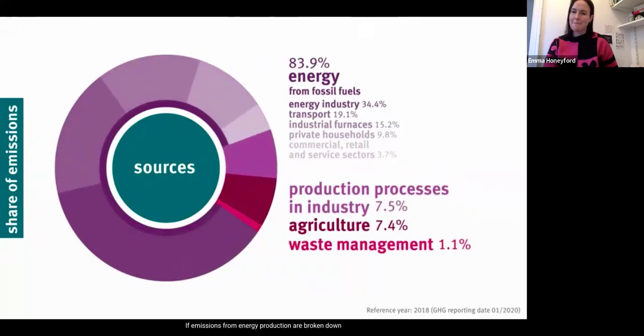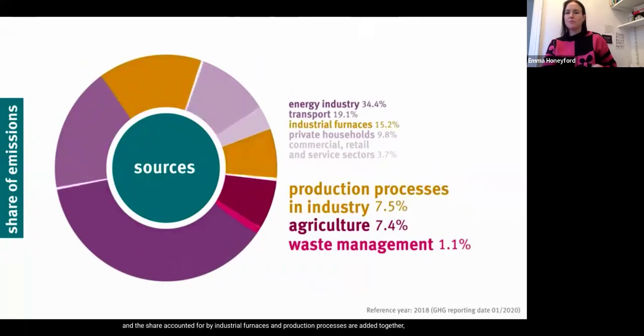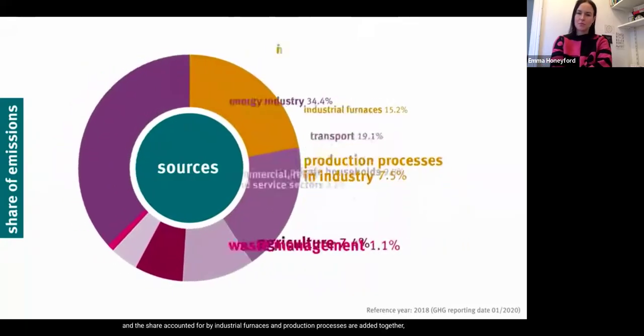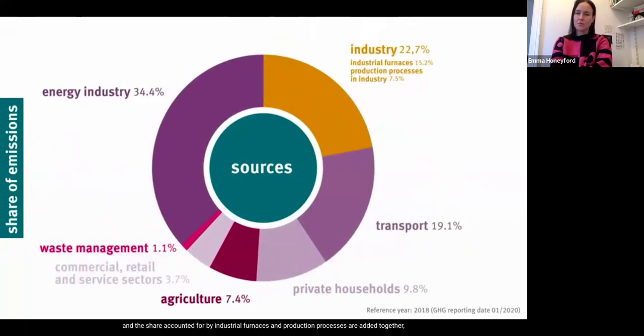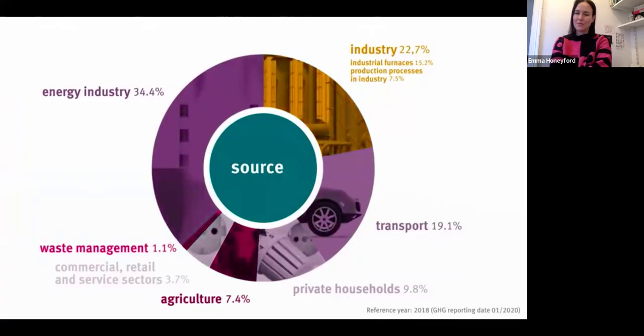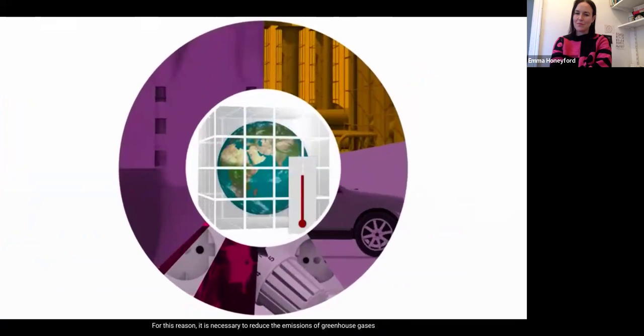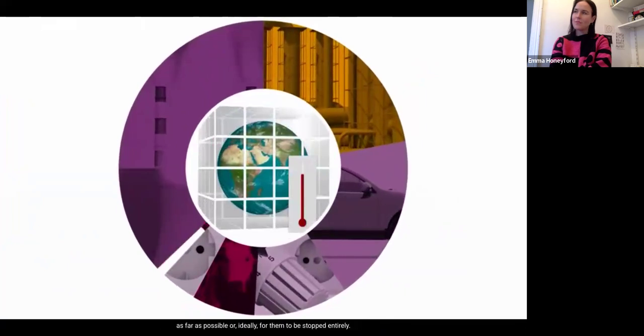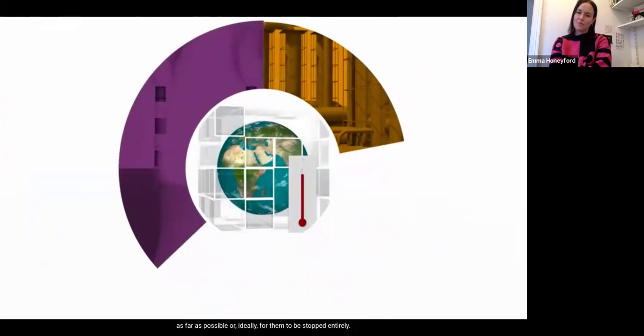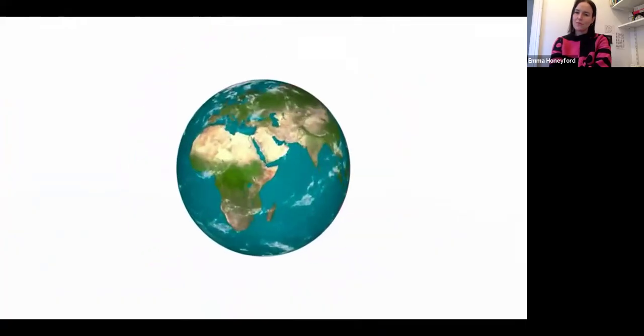If emissions from energy production are broken down and the share accounted for by industrial furnaces and production processes are added together, it is clear that industry, as a whole, is the second biggest source of emissions. All of these emissions intensify the greenhouse effect. For this reason, it is necessary to reduce the emissions of greenhouse gases as far as possible, or, ideally, for them to be stopped entirely.